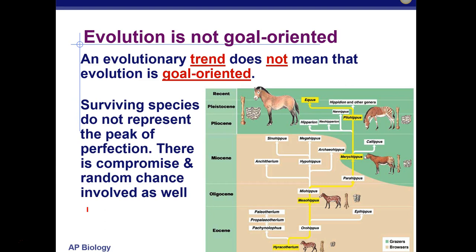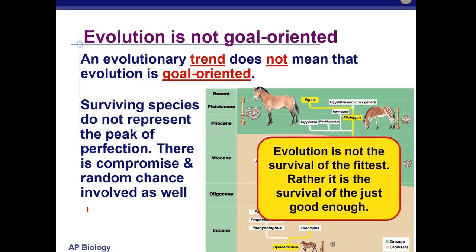So when we talk about cellular respiration and photosynthesis, could there be a better way to do it? The answer is absolutely. But if it ain't broke, we're not going to fix it. It's not about survival of the fittest. It's about survival of what worked at the time. This was good enough for me to make it, so this is good enough to go.